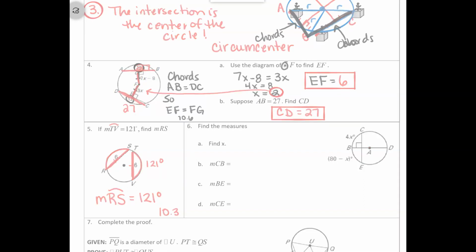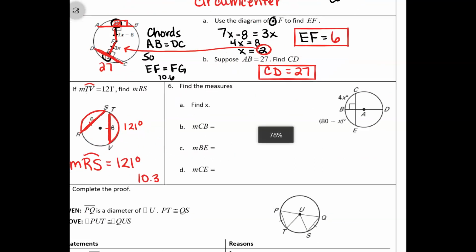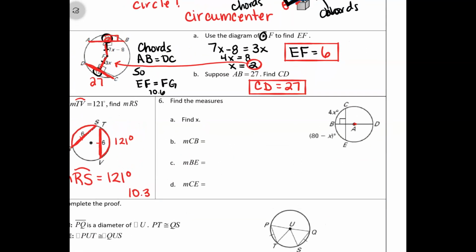A couple of things. A is the center of the circle. Okay, so let me get that going again. A is the center of the circle. And we have perpendicular right here. So we have lots of different relationships going on. So the first thing it says to do is to find x.